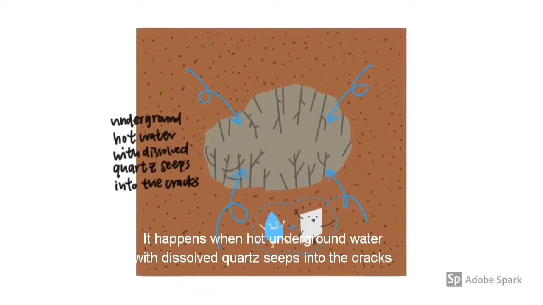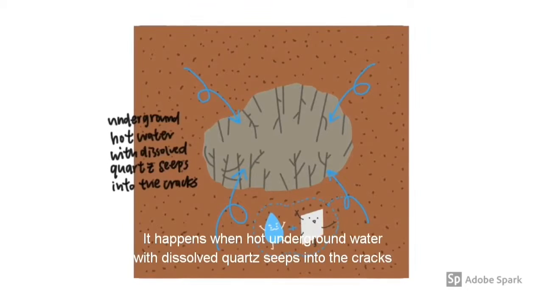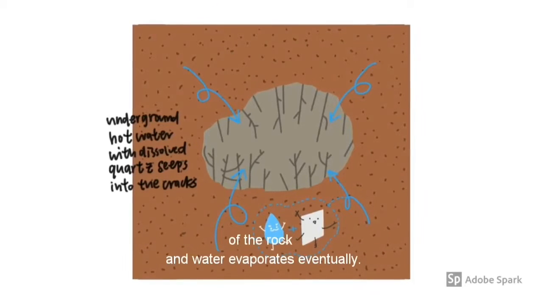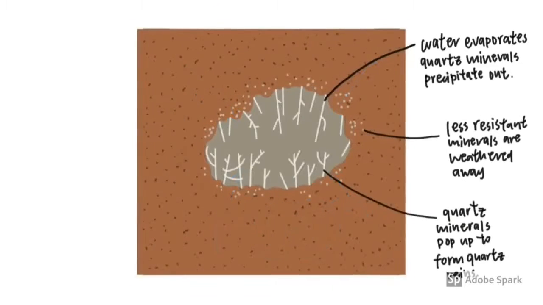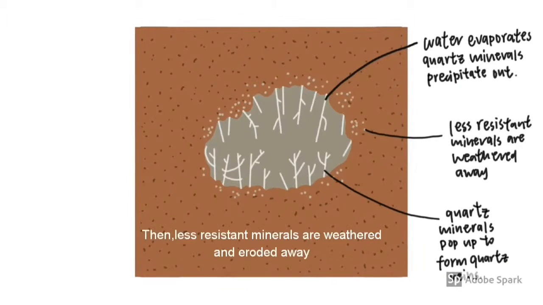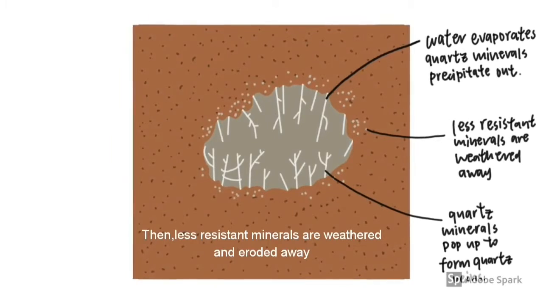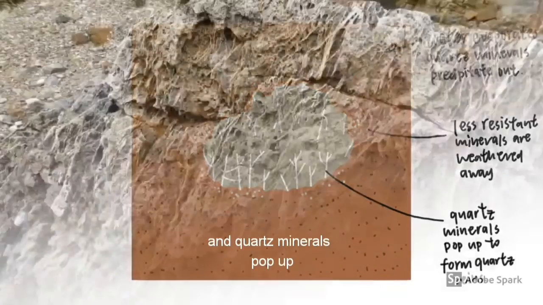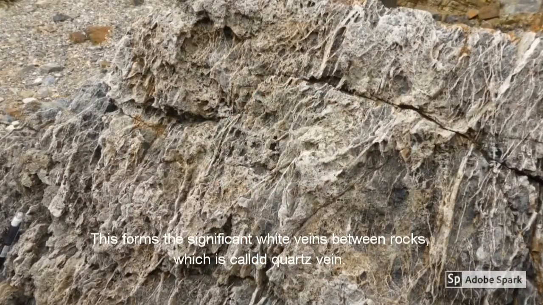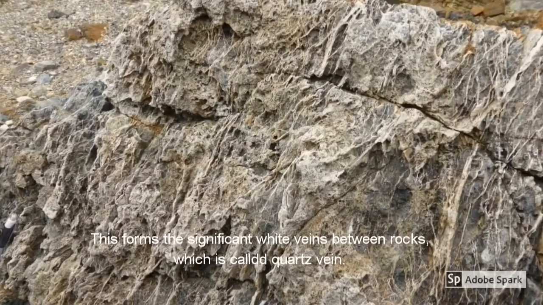It happens when hot underground water with dissolved minerals seeps into the cracks of the rock and water evaporates eventually. Coarse minerals will then precipitate out. Then, less resistant minerals are weathered and eroded away, and coarse minerals pop up. This forms the significant white face between rocks, which is called crossed face.